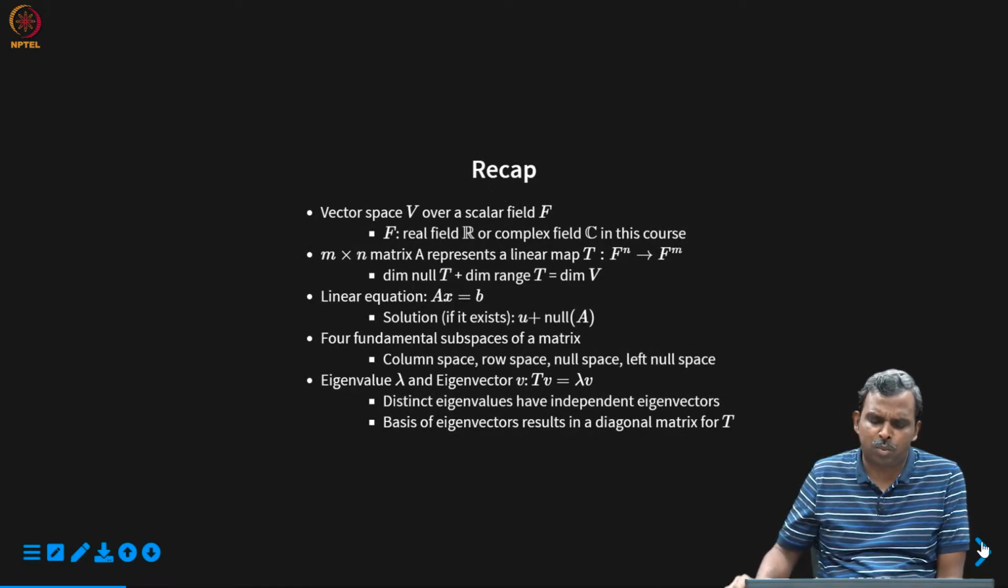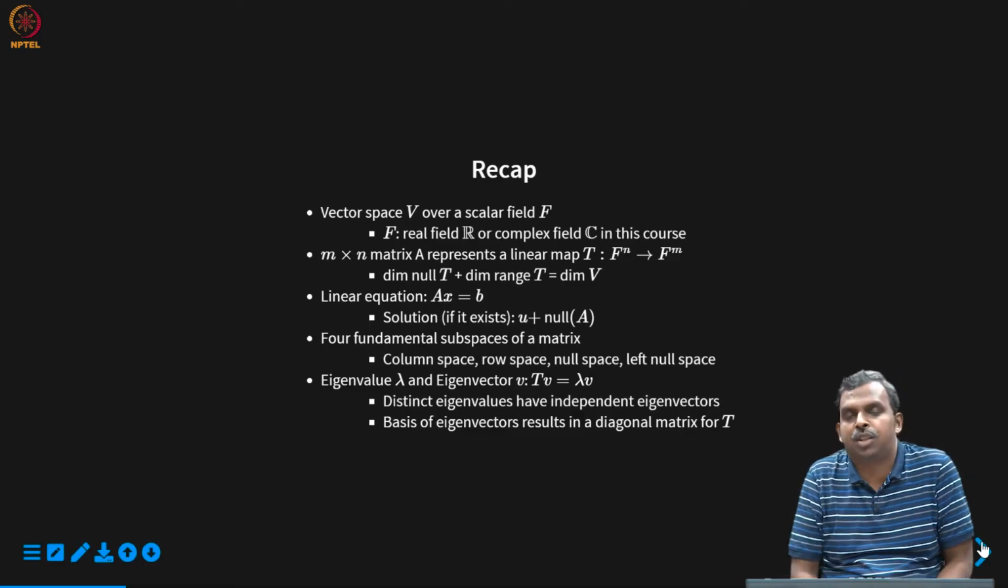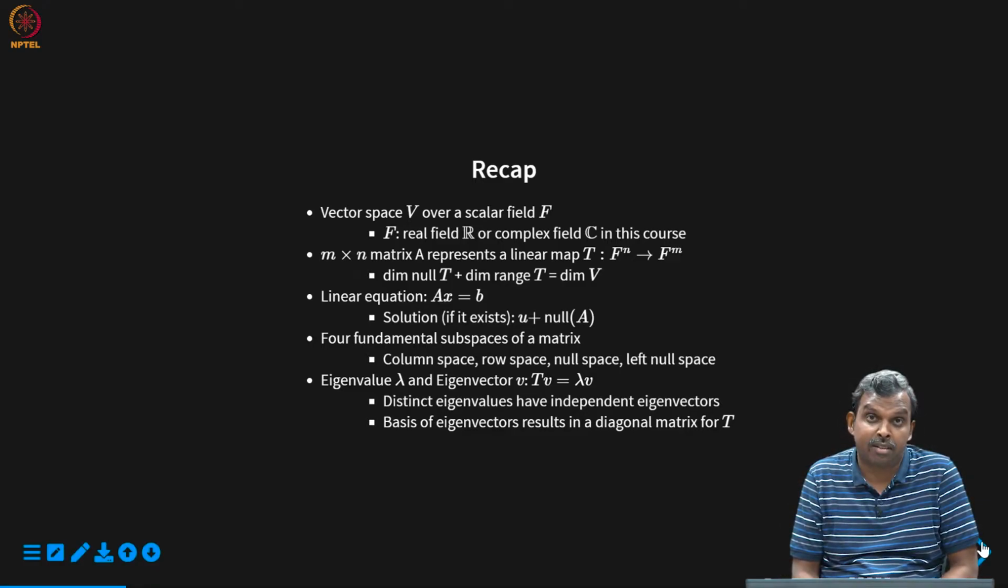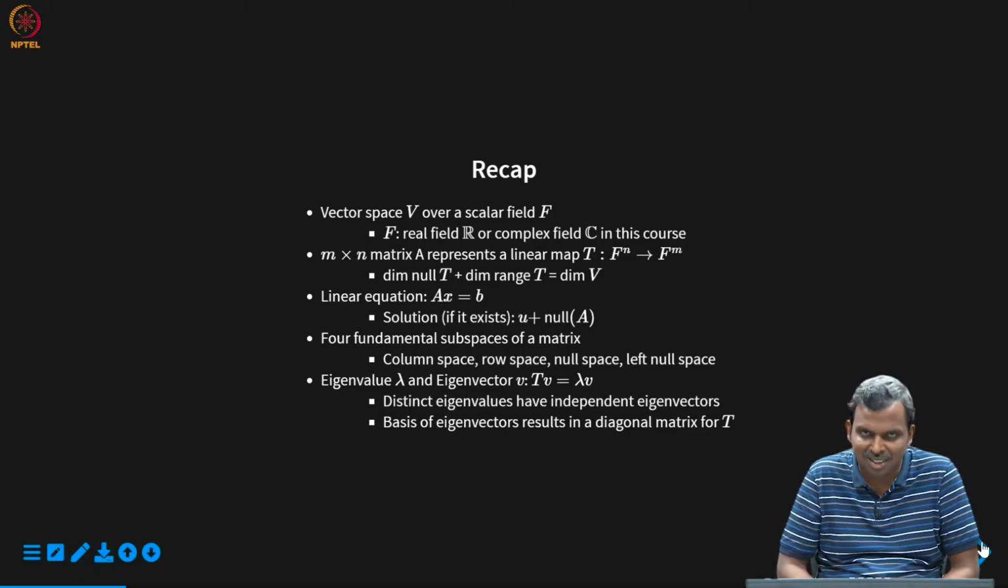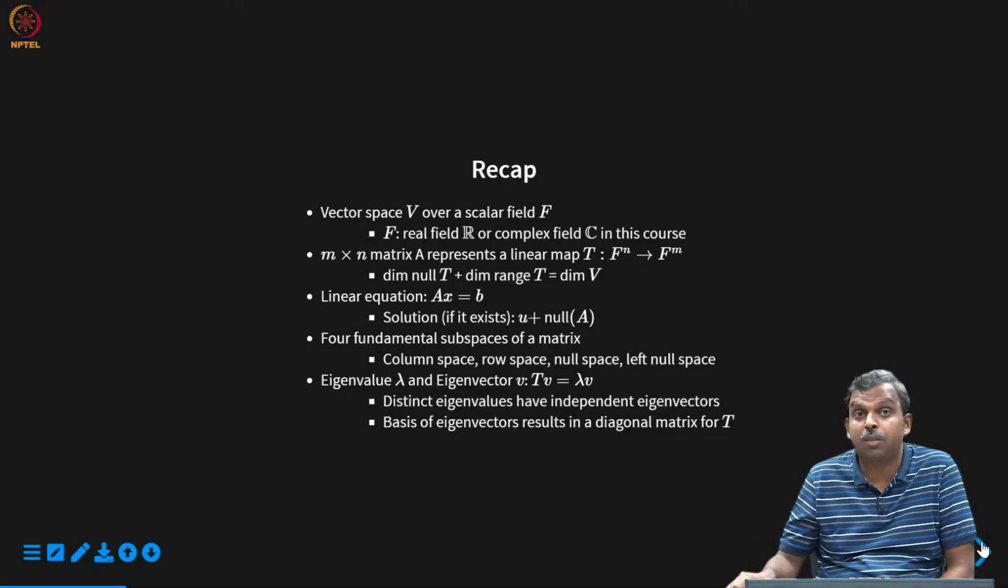The last bullet probably is most important. Basis of eigenvectors results in a diagonal matrix for the operator, and one sufficient condition for having a basis of eigenvectors is distinct eigenvalues. We saw already that that's not the only way. There are other matrices which may be diagonalizable, which may have a basis of eigenvectors in spite of having repeated eigenvalues. We may not be able to completely characterize those things in this lecture. We will study more as we go along. But let's look at upper triangularization. This lecture is mostly about upper triangularization, and that is possible for any operator. Okay, so let's see that.